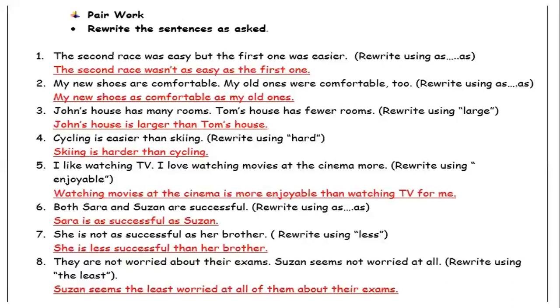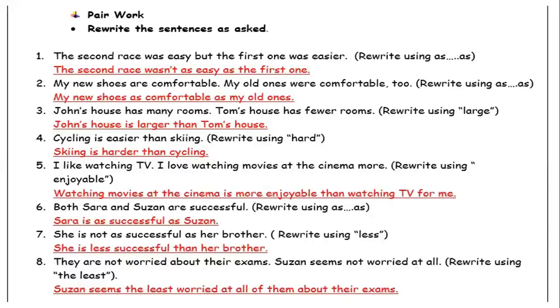Sentence number 7, she is not as successful as her brother. So she has less equality and her brother has more equality. When we want to rewrite this sentence using less, it is a part of the comparative sentence. So we put the first part, she, and then the verb is, then we use less and the adjective successful because it has more than one syllable, and then we put than her brother to form the correct sentence.